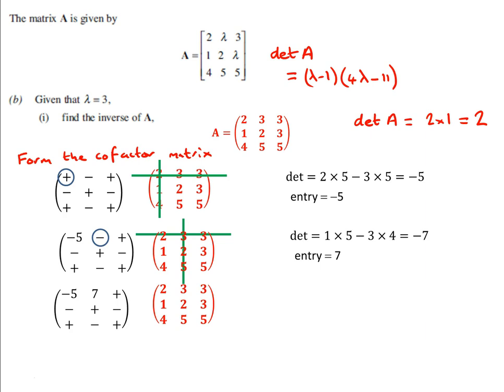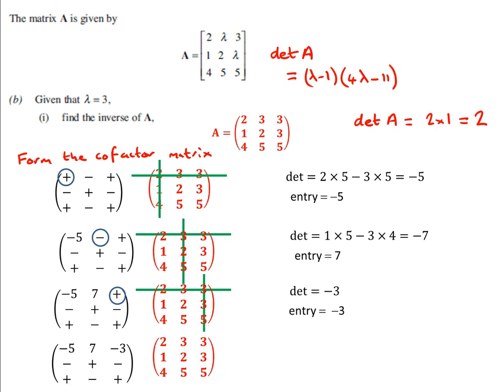And we carry this process on, slowly but steadily. So the determinant there of what's left is minus 3. So the entry is going to be minus 3. For the next one along, the determinant of what is left is 15 take away 15, which is 0, so the entry is going to be minus 0, which is still 0.